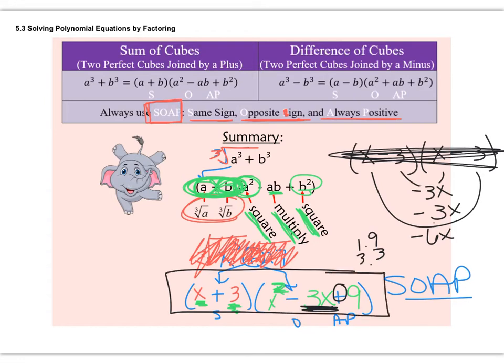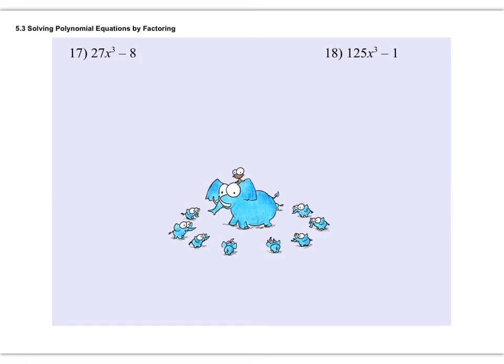So let's go ahead and try another one. All right. So we have 27x cubed minus 8. So as always with all factoring, do you have a GCF? And the answer is no. Nothing goes into 27 and 8.